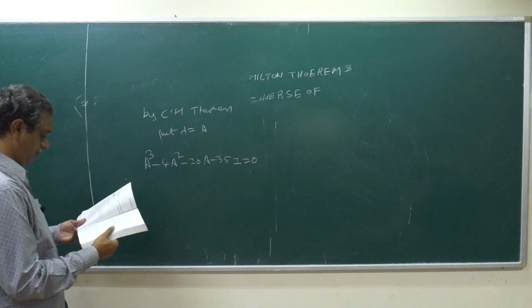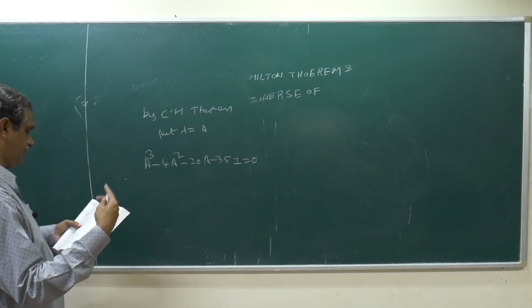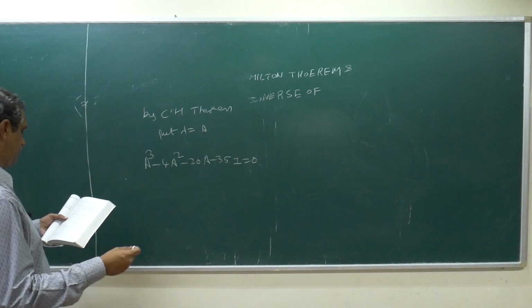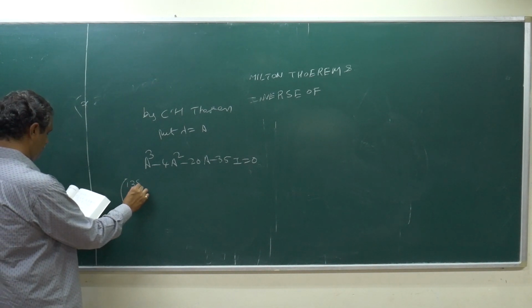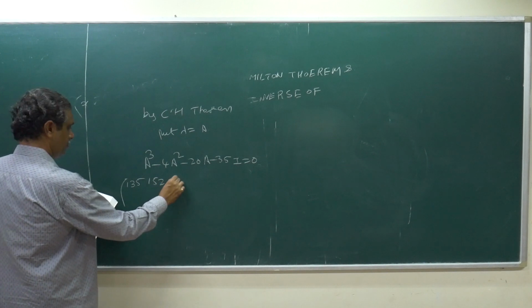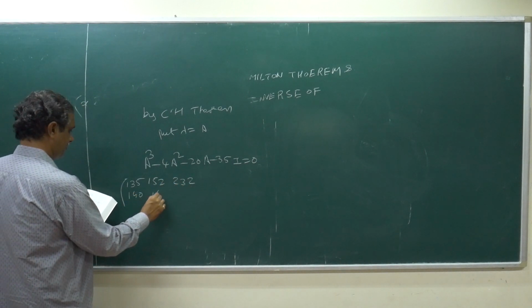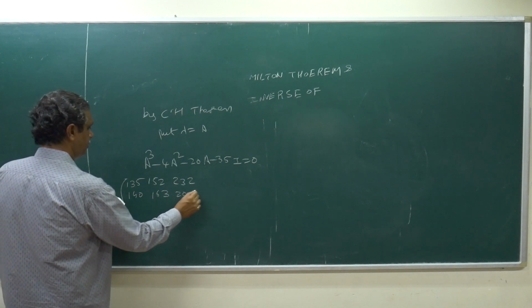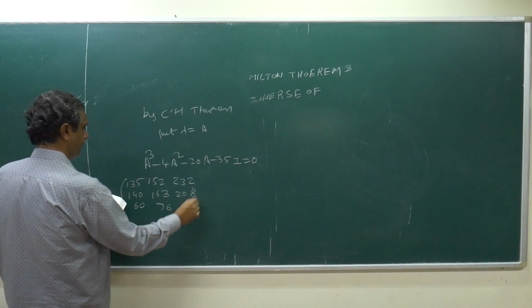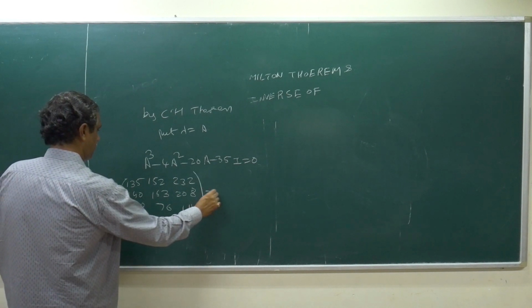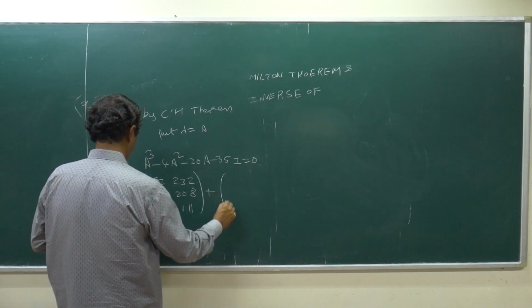A cube value, then minus 4A square, minus also you can take 20A. Just if you write this, what you will get? 135, 152, 232, 140, 163, 208. Just you can check, sir, again I am telling. Minus 20 also I am taking inside. So plus I am writing, this is what?